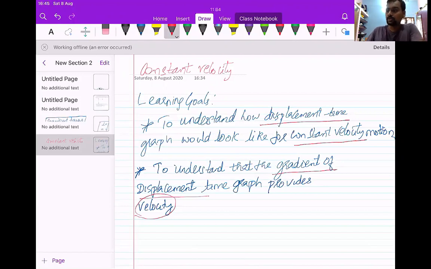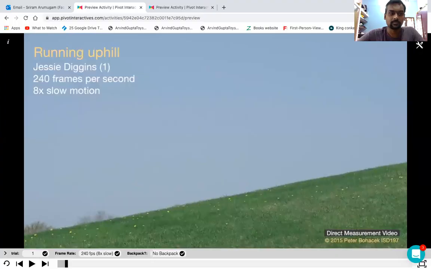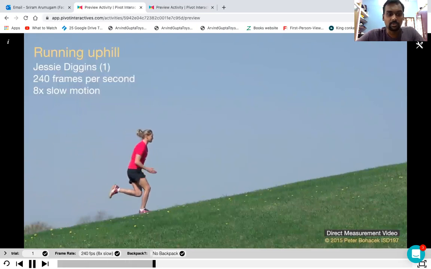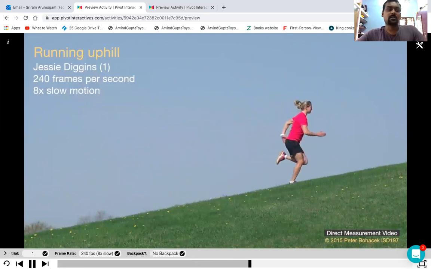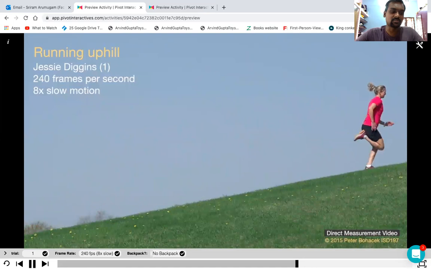In order to achieve these learning goals, I am going to use a video wherein a girl runs up a hill. As I just told you, this is the video which we are going to analyze to understand how displacement time graph would look like when the velocity is constant. It is a given that this girl is running at a constant velocity.